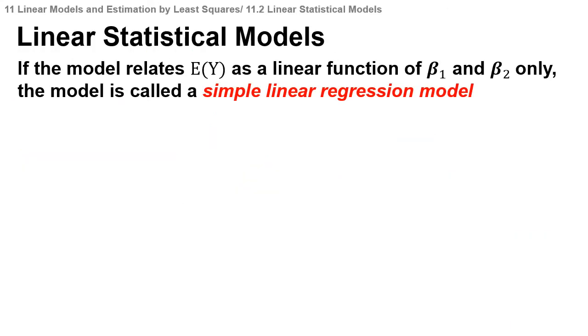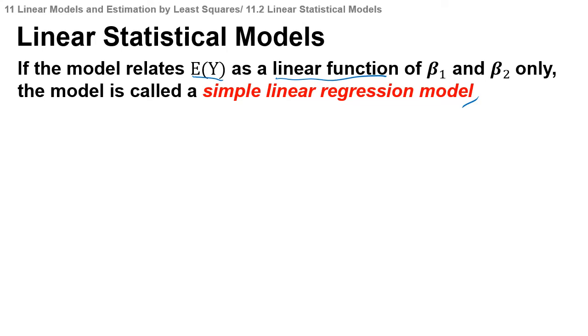Okay, let's move on to chapter 11.2, linear statistical models. Previously we explained the deterministic model and said that statisticians like the probabilistic model, which is modeling the expected value of y. If the model relates the expected value of y as a linear function of beta 0 and beta 1 only, the model is called a simple linear regression model. So we want to model the expected value of y.